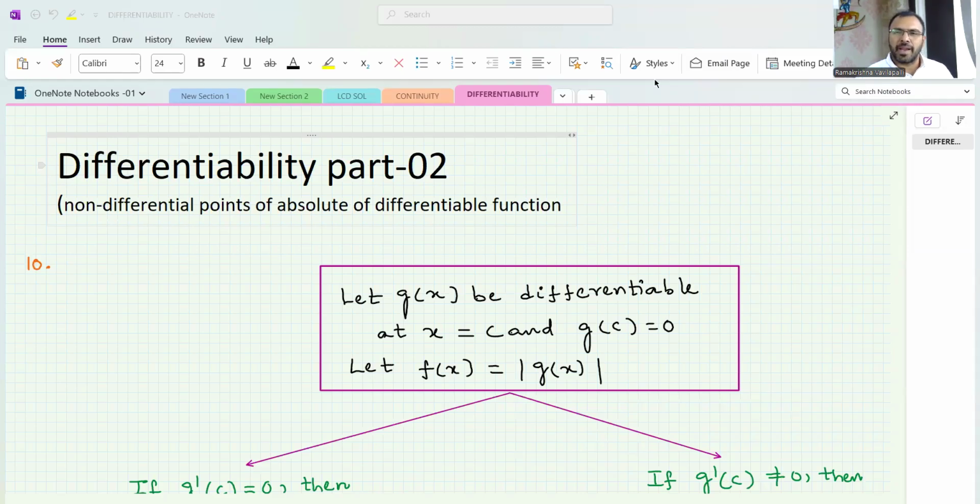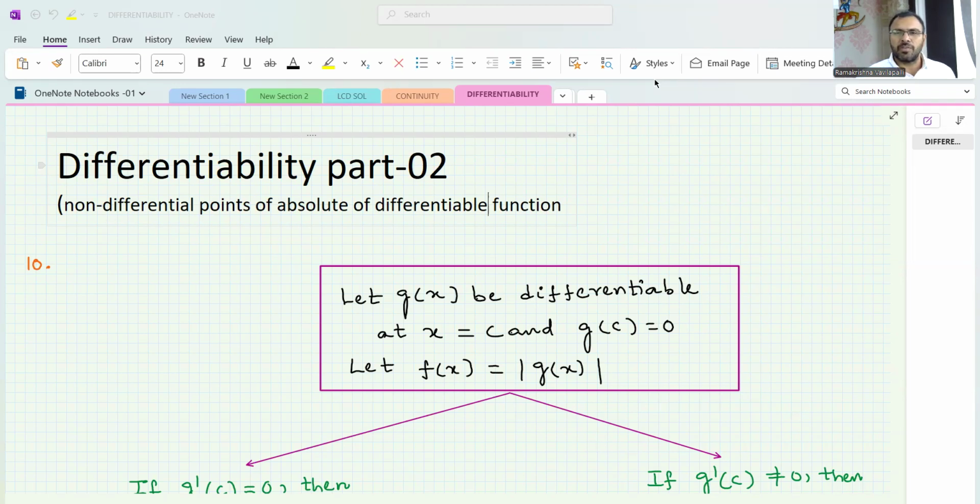Well, I have explained what is the differentiability of a function at a point c in part 1, and I have explained a few JEE Main examples also. Here in part 2, I will explain a very good and very, very important concept. That is, how do we find the non-differentiable points of the absolute of a differentiable function.